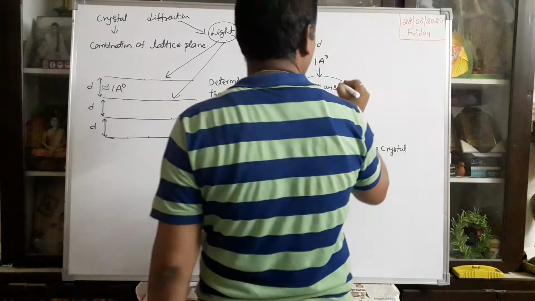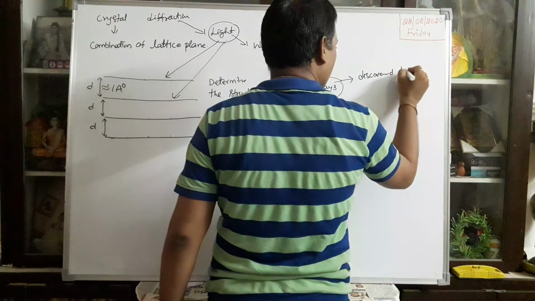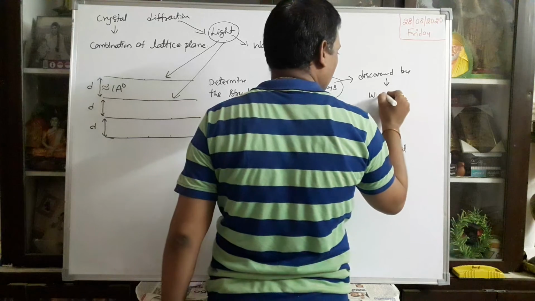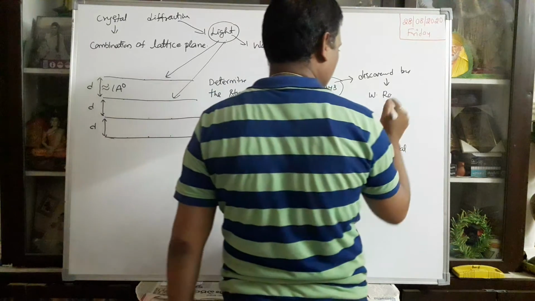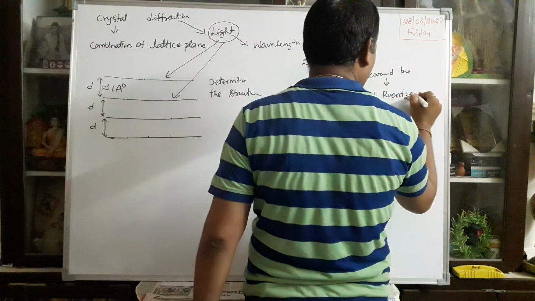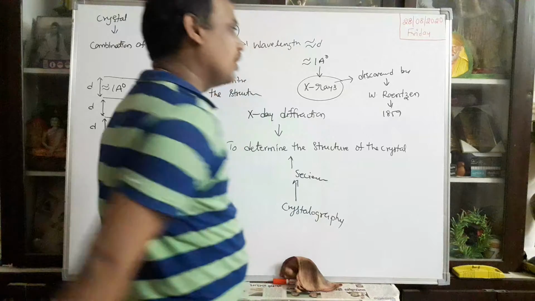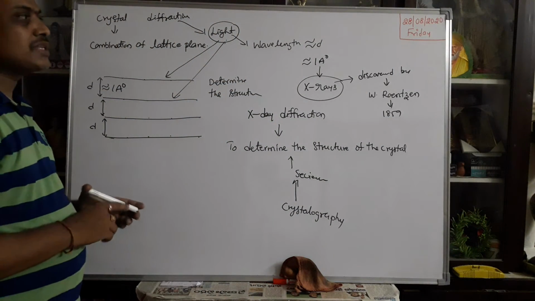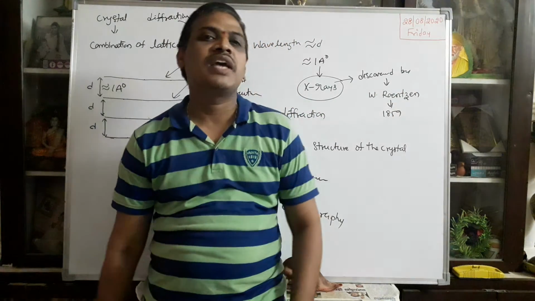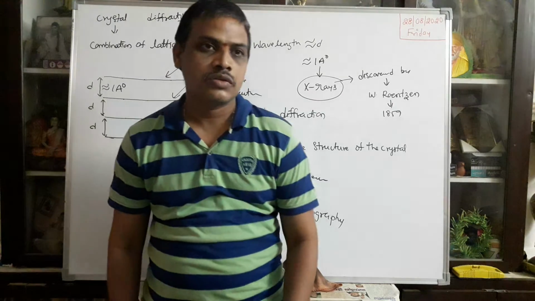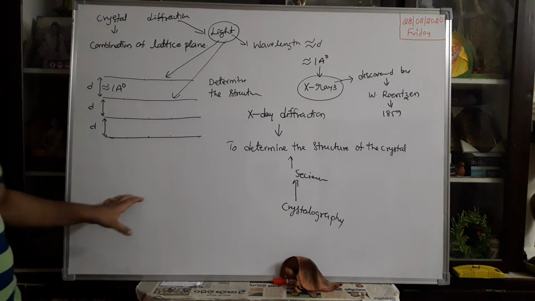These X-rays were discovered by which scientist? W. Röntgen. In which year? In 1859. We can clearly explain the behaviors or properties of X-rays by W.J. Röntgen in 1859. So after 1859, we can clearly analyze the structure of the crystal based on X-rays.